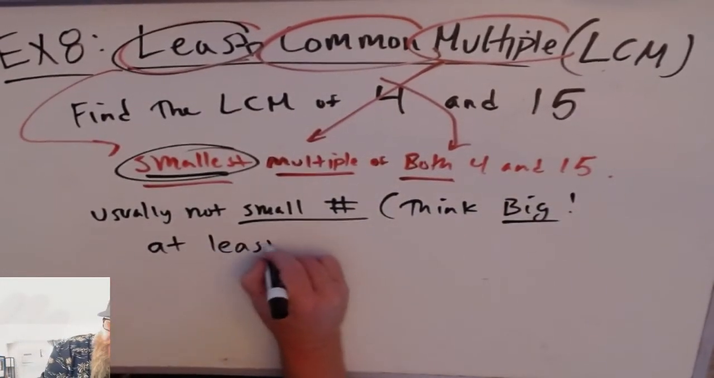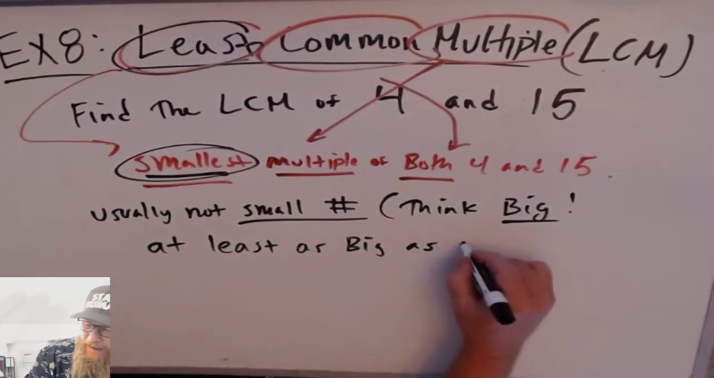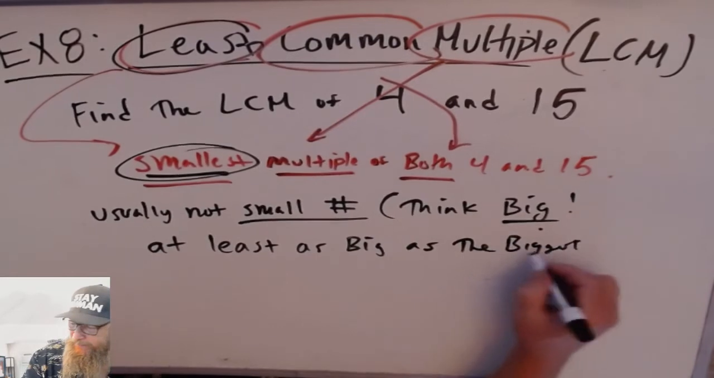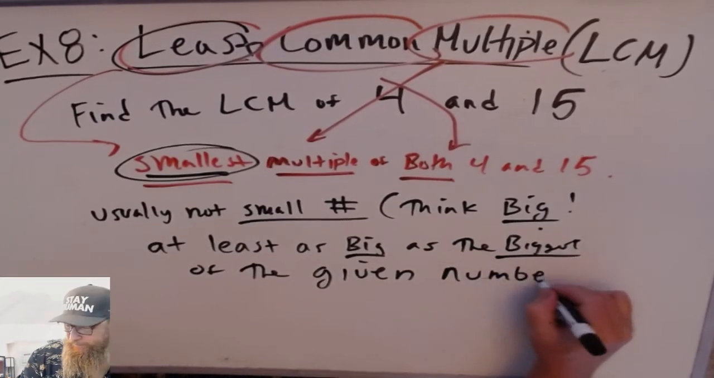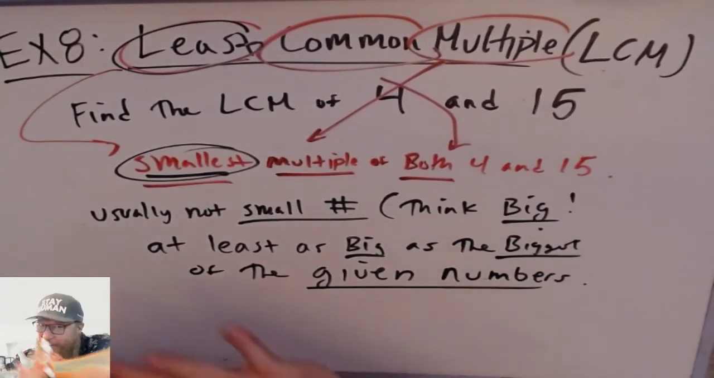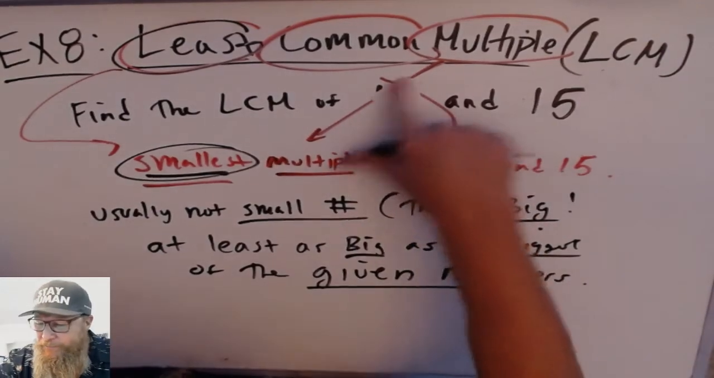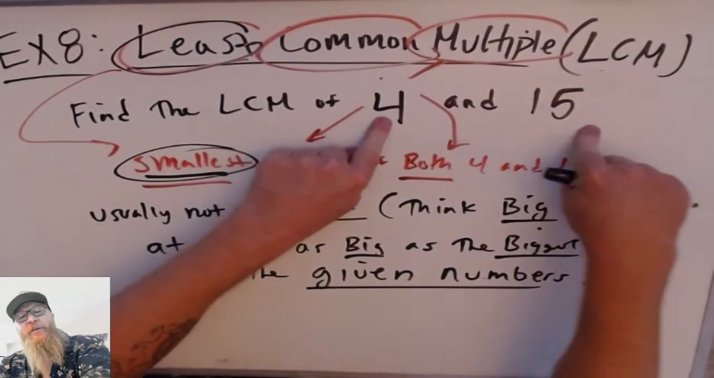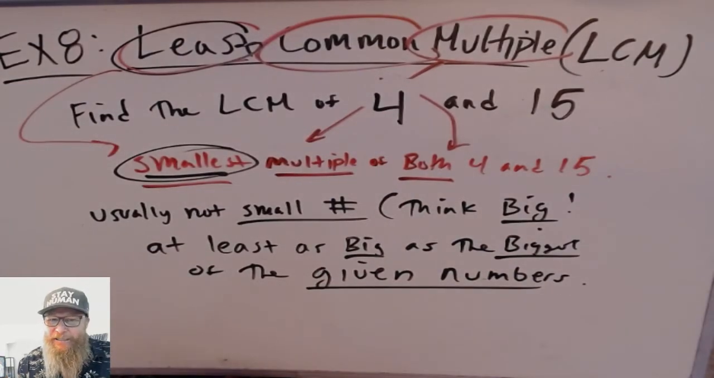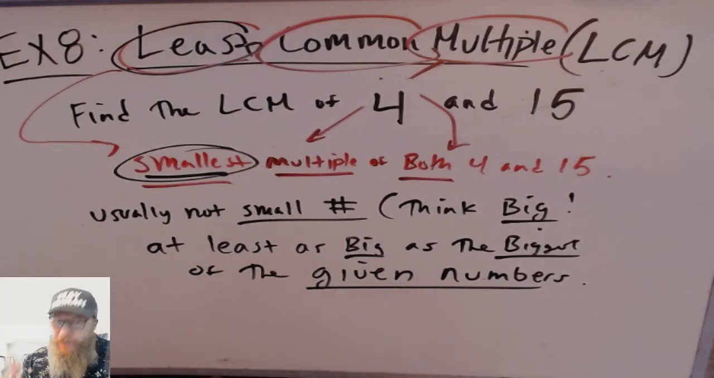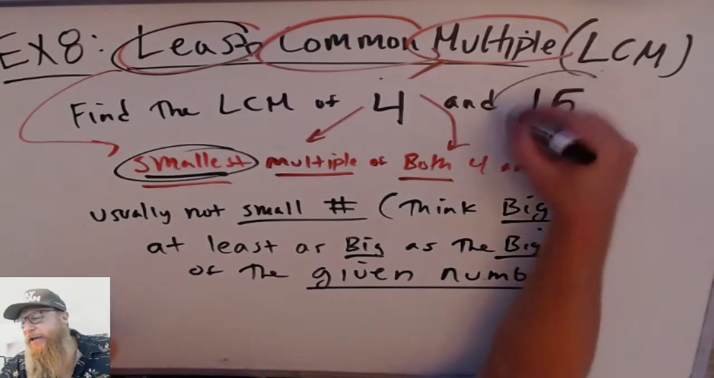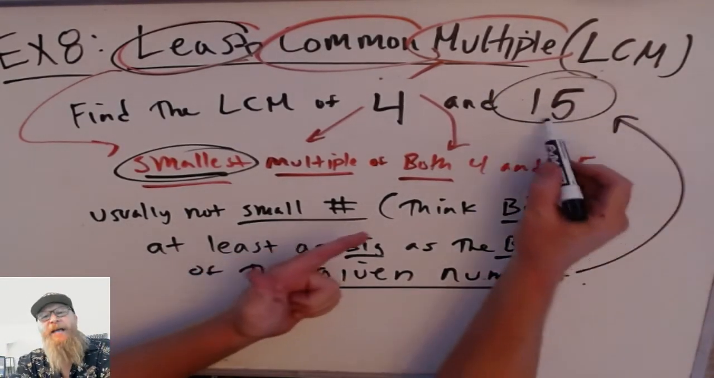At least as big as the biggest of the given numbers. I just want to say that right away, before I do a single problem. I say, what's the least common multiple of 4 and 15? No matter what happens in your thought process, no matter what kind of calculation you start to do, and some people will do it mentally, I'm going to show you a combination of mental and written math. But you better get a number that's at least as big as the biggest of the two numbers.